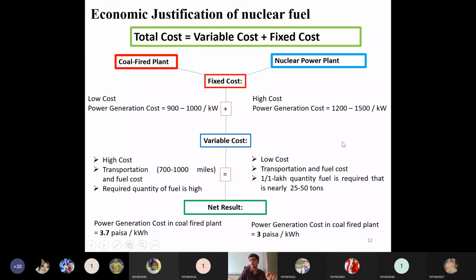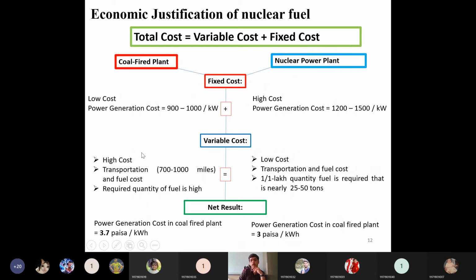But whereas in the nuclear power plant, the transportation and fuel cost will be there as an addition, but a very less quantity we have to transport from many places. But here the quantity we have to carry is very heavy, many tons of coal. But here a very low amount of nuclear fuel is enough to generate the electricity.